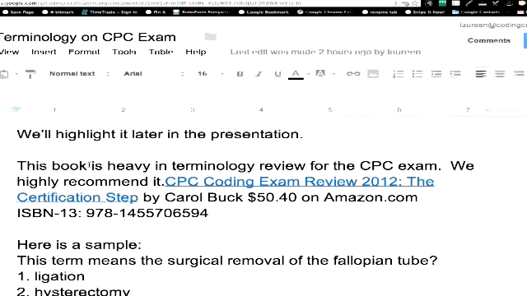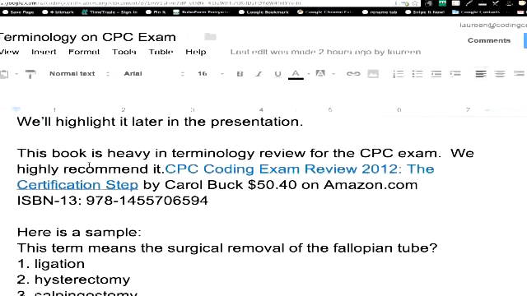This is another book Alicia was recommending, and I recommend too, that's heavy in terminology review for the CPC exam, and that's Carol Buck's CPC Coding Exam Review, called the Certification Step. And it sells on Amazon for about $50.